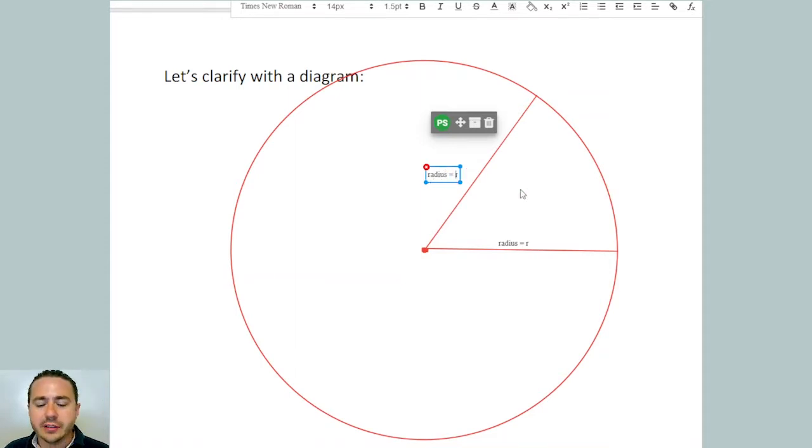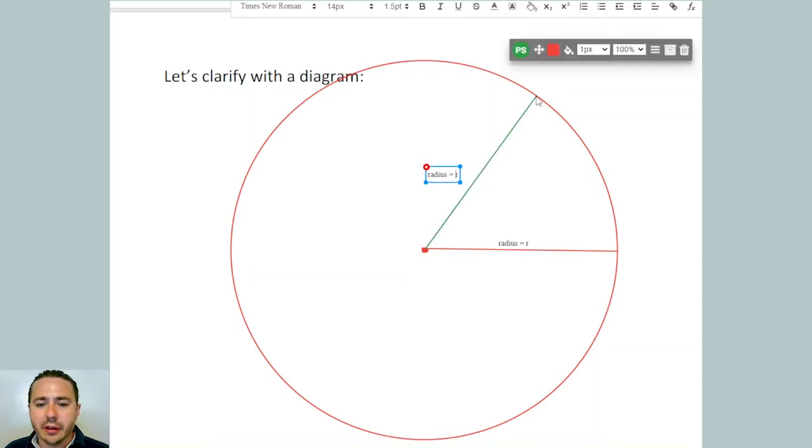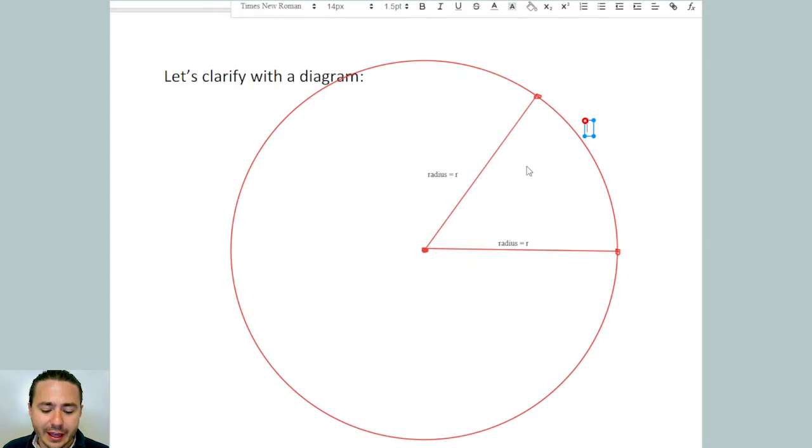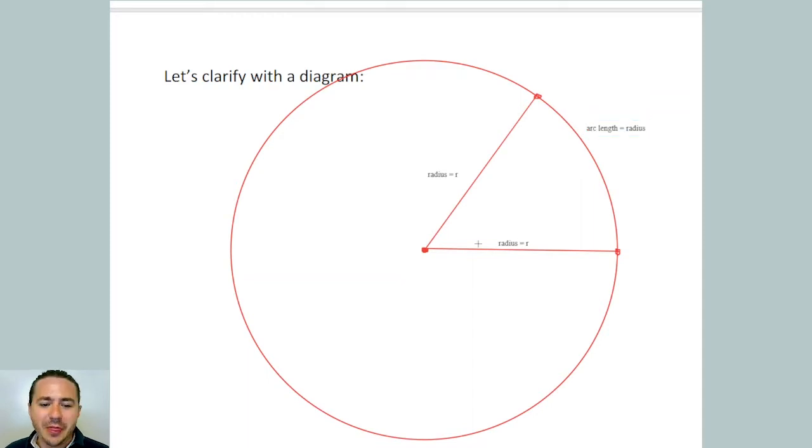If we sketch this in such a way that this arc, so from here to here, if we were to take a string and measure this little portion of the circumference here, if this arc is equal to the radius, if the arc length is equal to the radius, if you set up your little slice of pie like this, then this angle measure right here is exactly 1 radian.